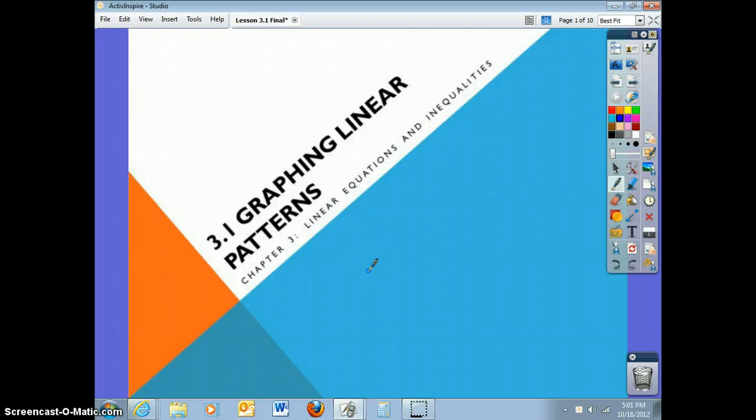Okay, we're going to do chapter 3. Chapter 3 is linear equations and inequalities. But specifically, we're going to start with the linear equations part. And in this case, 3.1, we're going to graph linear patterns. Okay, and then later on, we'll get into the other parts of the equations and inequalities.